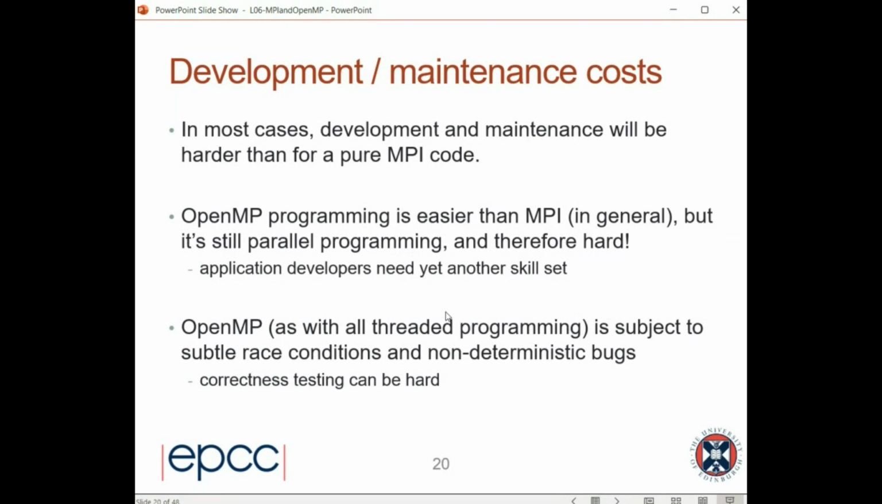The other problem with OpenMP, and this is true of all threaded programming, is that it's subject to very subtle race conditions and non-deterministic bugs. Because threads can read and write to the same memory location without explicitly communicating, unless you're very careful about your synchronization, you can get subtle race conditions, and correctness testing can be hard. And that can be even harder when you combine it with MPI.